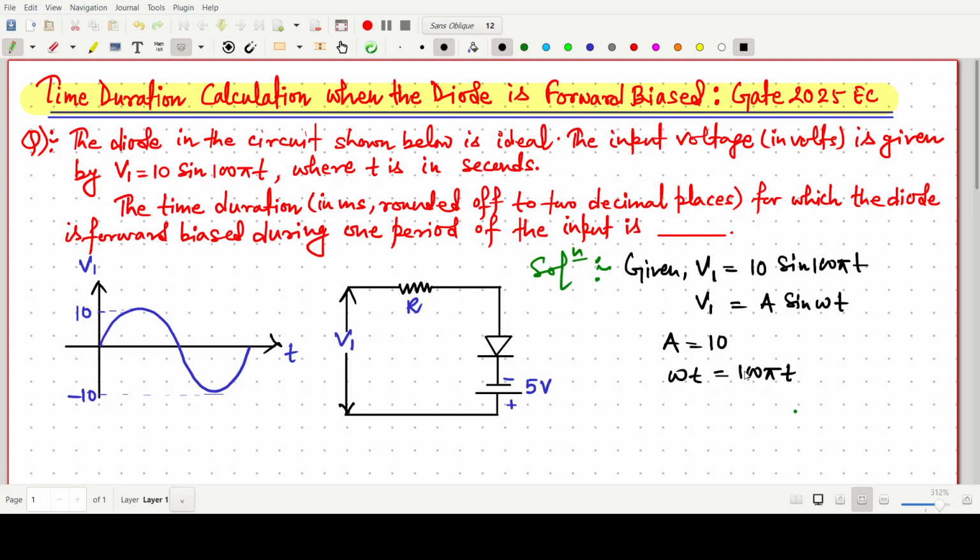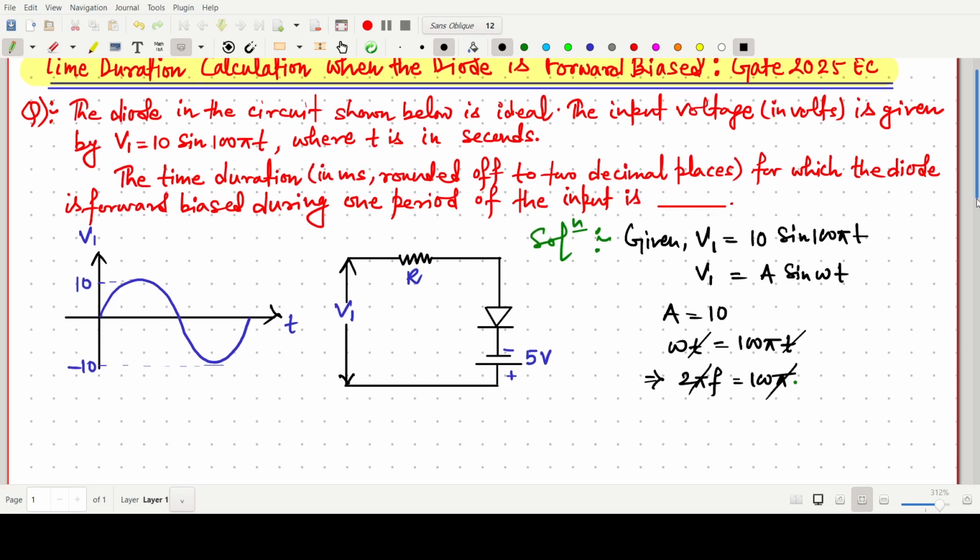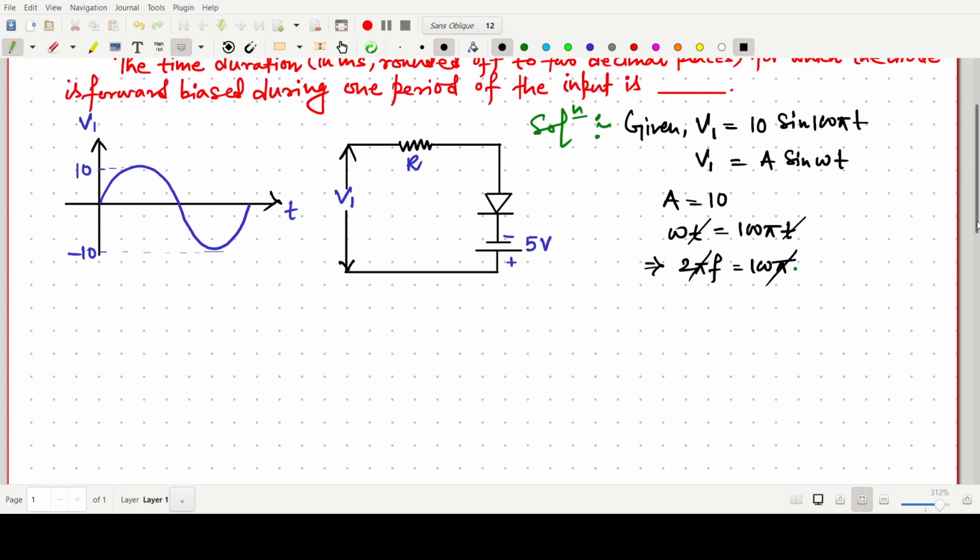So in omega t, the t and t will cancel out, and omega is simply 2 pi f equals 100 pi. Then again 100 pi will cancel out. Then the frequency of the input signal we can write as 100 upon 2, that is simply 50 hertz. The frequency of the signal is 50 hertz.